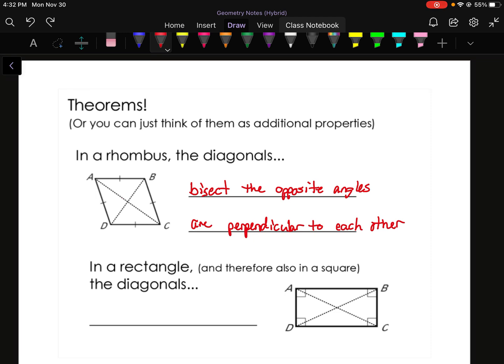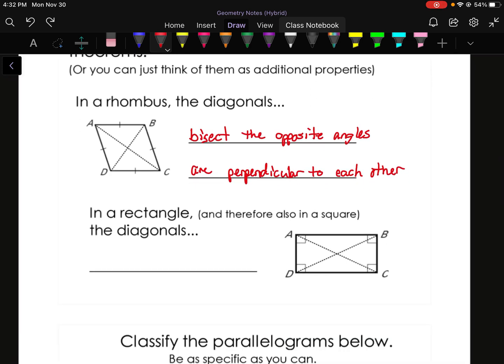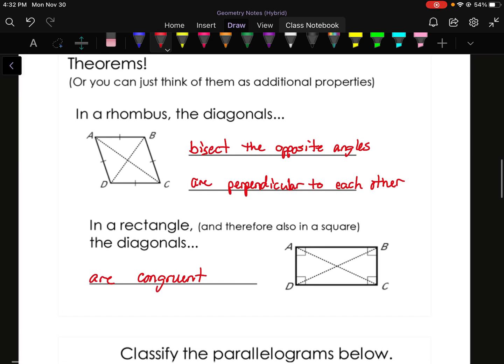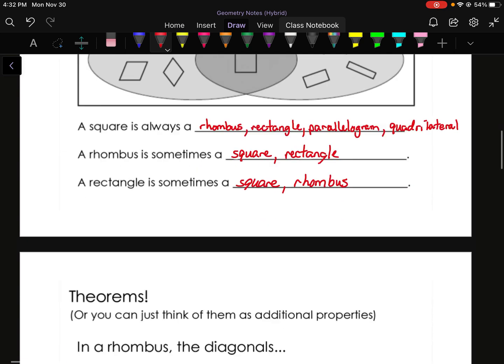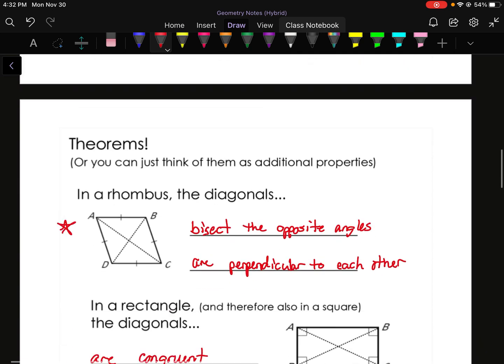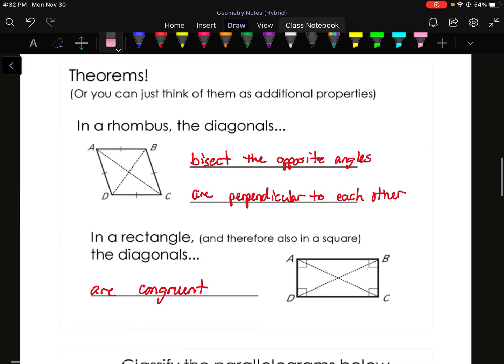So in a rectangle, and therefore also a square, because a square is always a rectangle, the diagonals are congruent. We can't say anything else. We can't say that the opposite angles are bisected. We can't say that they're perpendicular, but we can say that they are congruent. A square is always a rhombus, like we said here, so these properties up here also apply to a square as well, just like this property applies to a square.